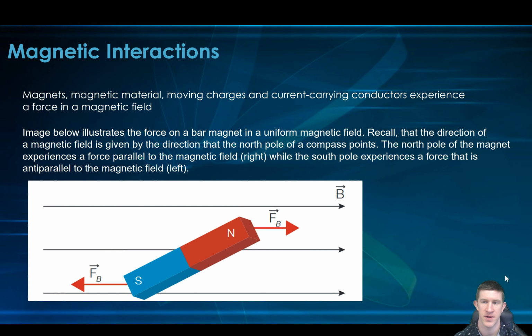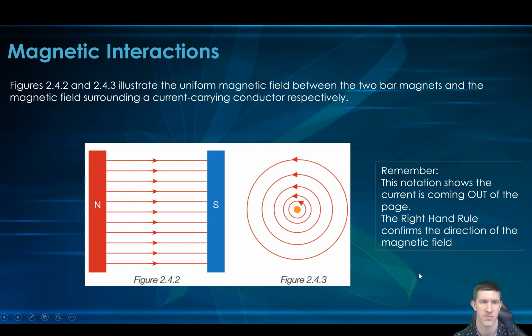In a previous video we talked about the fact that the north pole of a magnet experiences a force parallel to the magnetic field. The magnetic field is given as the direction that the north pole of a compass points. So the north pole of the magnet is experiencing a force parallel to the magnetic field, while the south pole experiences a force that is anti-parallel to the field. So now we've got this parallel and anti-parallel again. Remember that parallel is moving with the field and anti-parallel is moving against the field lines.